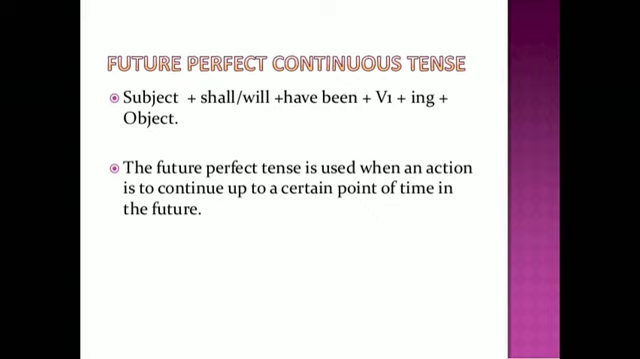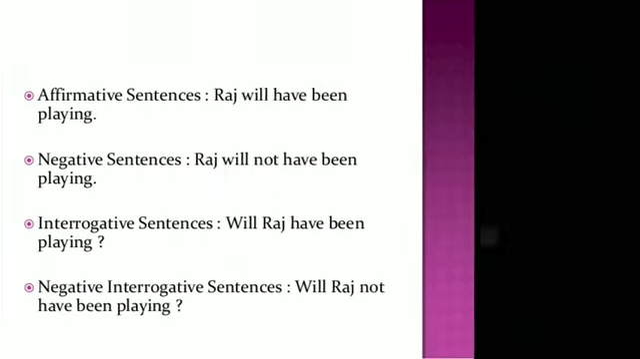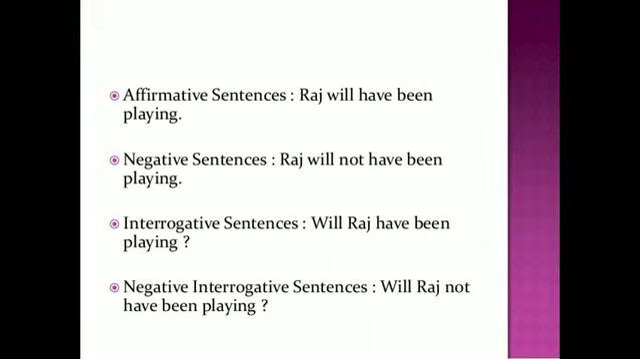So students, this tense is formed by adding shall have or will have with been and the first form of the verb with ing. So the formula for using it: subject plus shall/will plus have been plus first form of verb plus ing, then object. This tense is used when an action continues up to a certain point of time in the future. Let's go with the example.